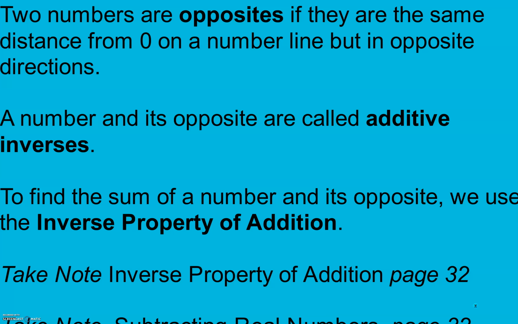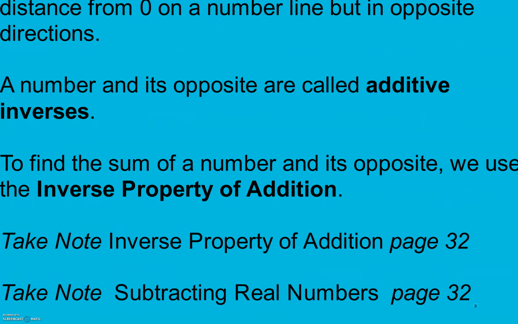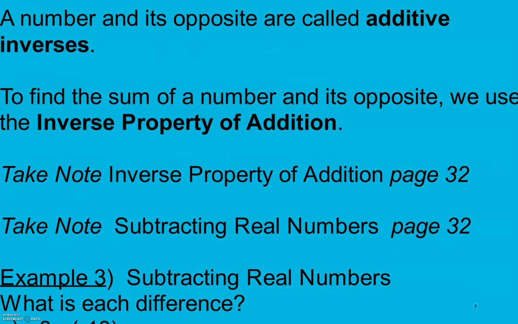So if we look at the take note on page 32, it tells us that if we add a number and its opposite, we're going to get to 0. That's our inverse property of addition. Now, if we look at subtracting real numbers, it tells us that to subtract a real number, we add its opposite. So instead of taking 3 minus 5, for example, we're going to take 3 plus negative 5 and get to the same spot.